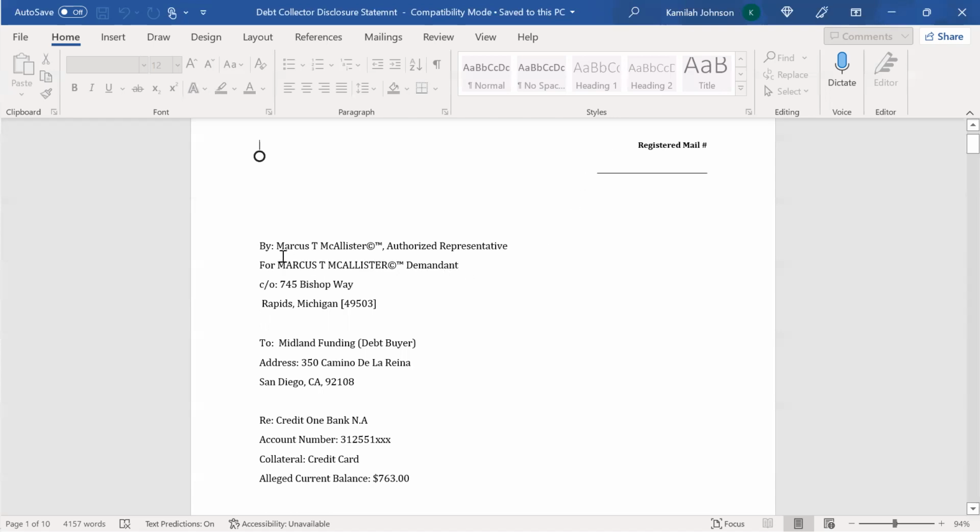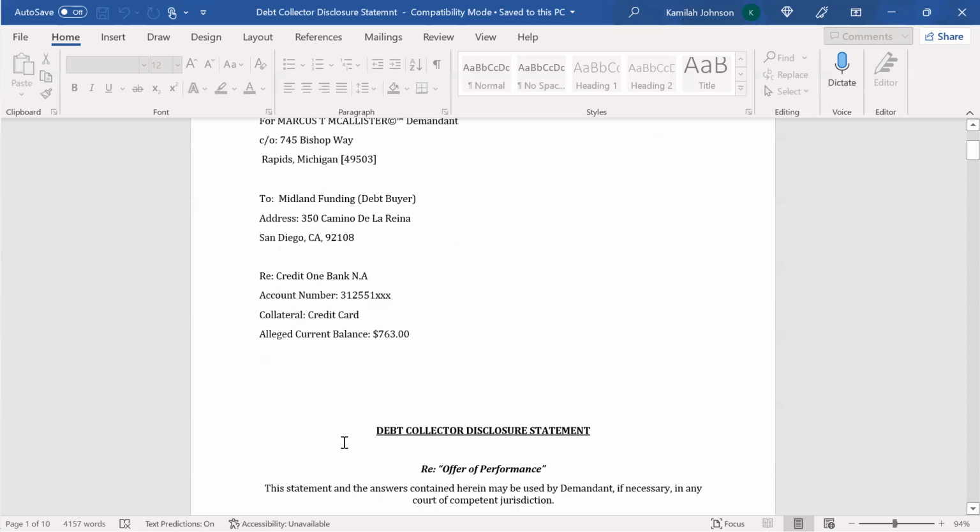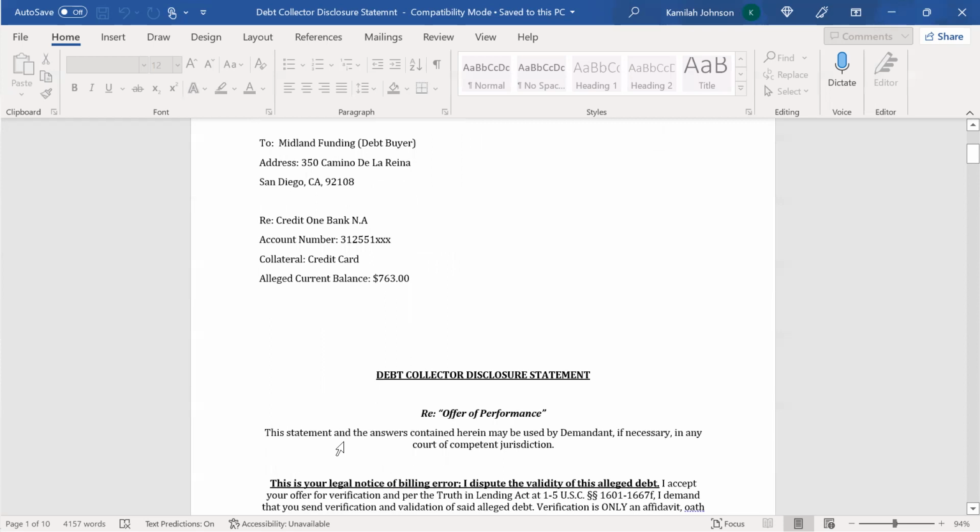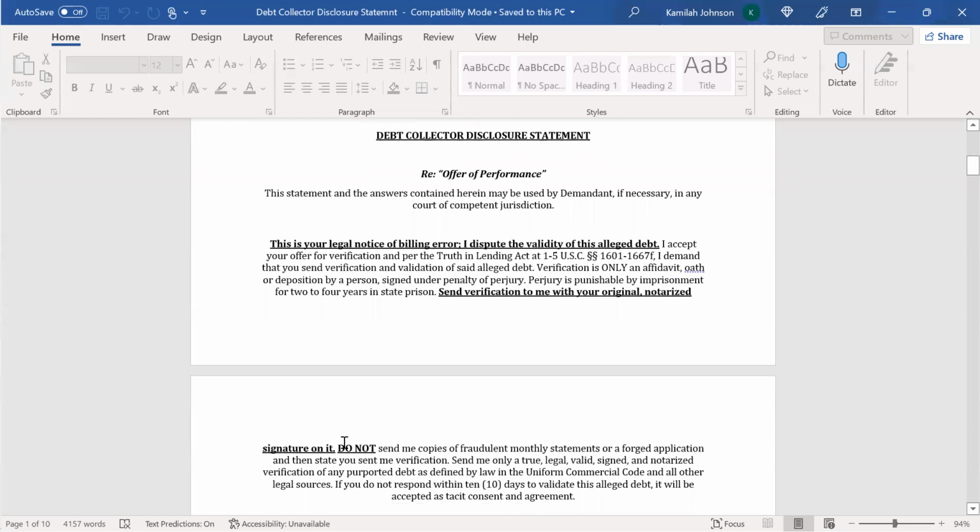So as you see here, by would be your living soul name, with the trademark and copyright for the fictitious straw man name. You too will be addressed to whatever the debt collector or whoever the debt collector is. And the reference, it will be referencing whatever account that it is. If you have a vehicle, the collateral would be the VIN number. If it's for a student loan, you will write student loan with the account number and the alleged amount. That's pretty much plain and simple.